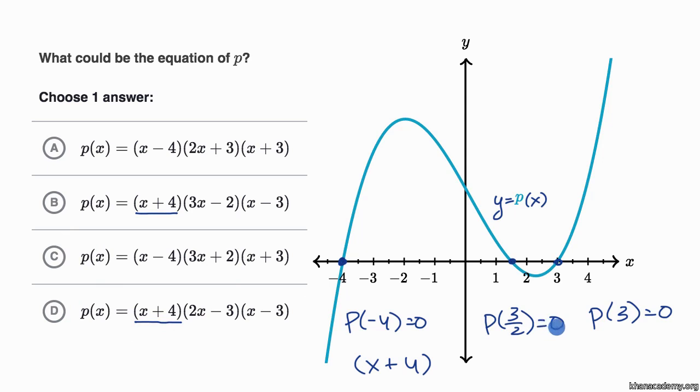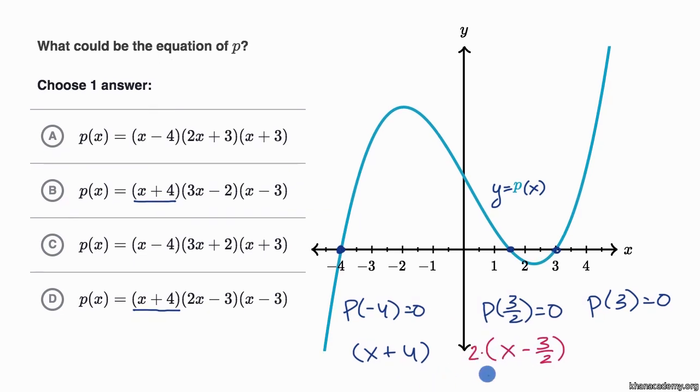Now for this second root, we have p of 3/2 is equal to 0. So I would look for something like x minus 3/2 in our product. I don't see an x minus 3/2 here. But as we've mentioned in other videos, you can also multiply these times constants. So to get rid of this fraction, if I multiply by 2, this would be the same thing as 2x minus 3. And you could test that out. 2x minus 3 is equal to 0 when x is equal to 3/2. And we have a 2x minus 3 right over there. So choice D is looking awfully good.